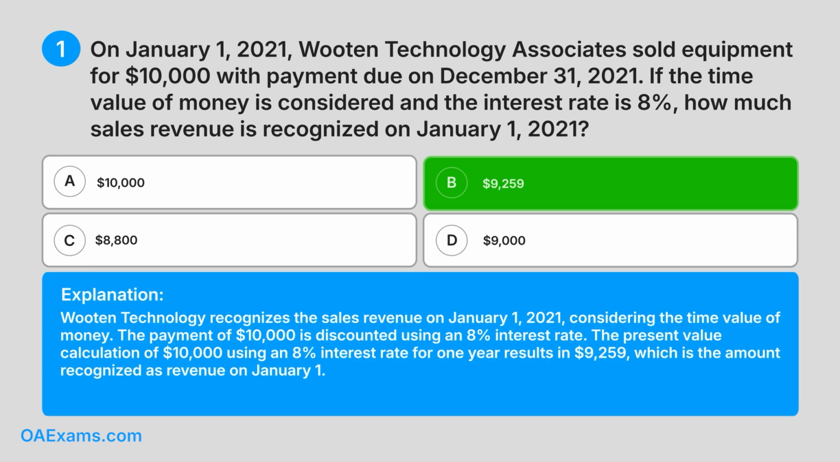$9,259. Explanation: Wootton Technology recognizes the sales revenue on January 1st, 2021, considering the time value of money. The payment of $10,000 is discounted using an 8% interest rate. The present value calculation of $10,000 using an 8% interest rate for 1 year results in $9,259, which is the amount recognized as revenue on January 1st.